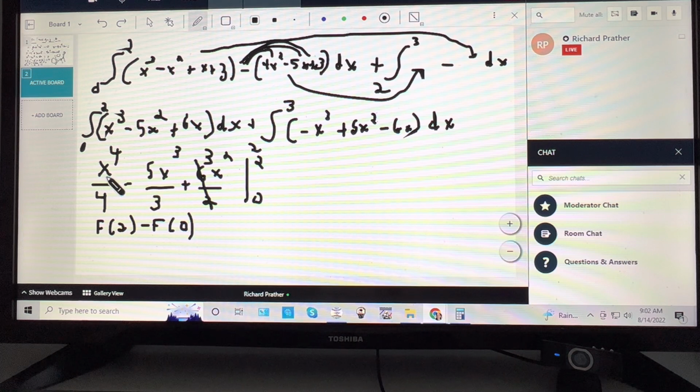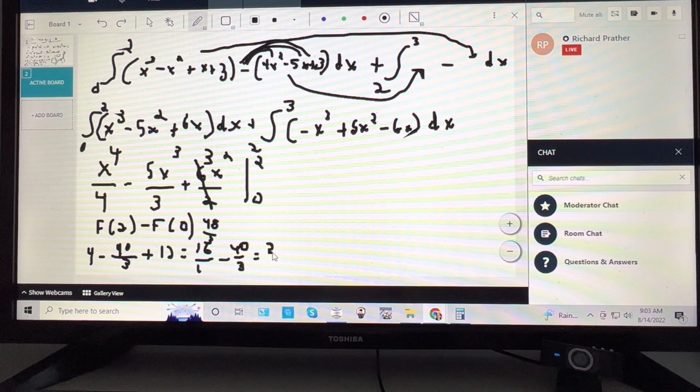And I did this part correct. 2 to the fourth is 16. 16 divided by 4 is 4. 2 to the third's 8. Times 5 is 40, but 40 doesn't divide by 3. And then 3x squared. 2 squared is 4, times 3 is 12. So this is 12 plus 4, 16 over 1, minus 40 over 3. And you can change this to 48 over 3. 48 over 3 is equal to 16. Minus 40 over 3 is 8 over 3. This first part is 8 over 3.